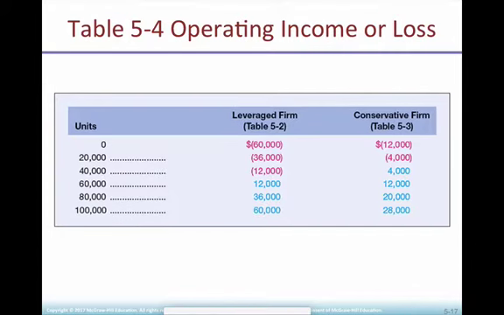So let's see what we have here. These two columns, based on the title of this table, are going to give me operating income or loss for the business. So for different levels of units sold, how much is going to be my operating income for the leveraged business, and how much is going to be my operating income or loss in red for the conservative business. If we look at the leveraged business, we know that we had a break-even point of 50,000. So you can see everything below 50,000 is a loss. Everything above 50,000 around here is going to be a profit.